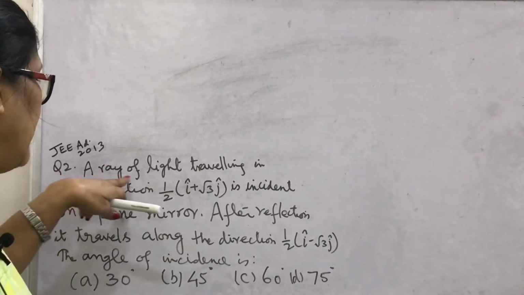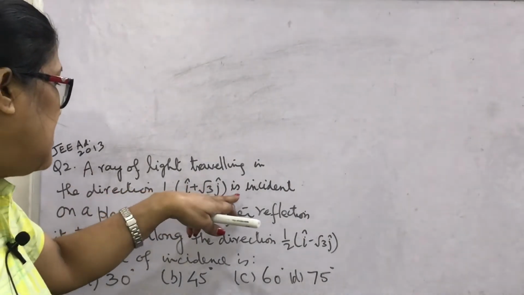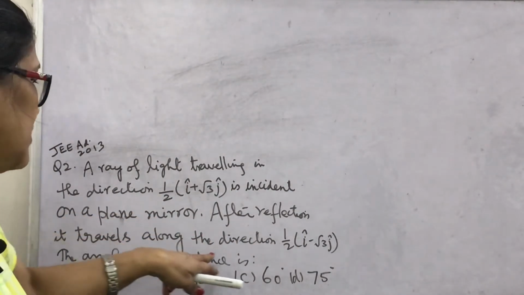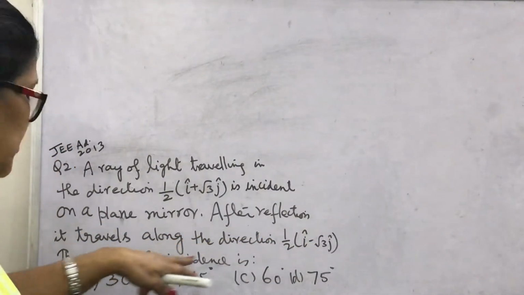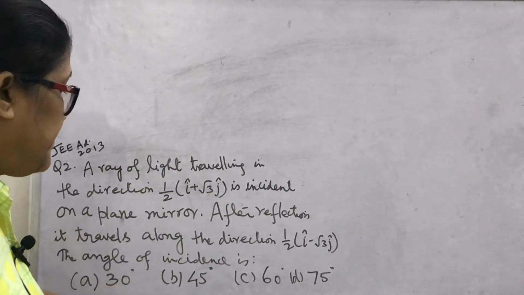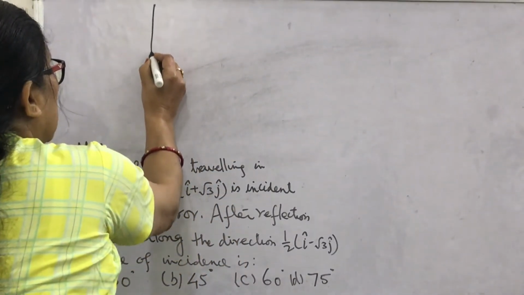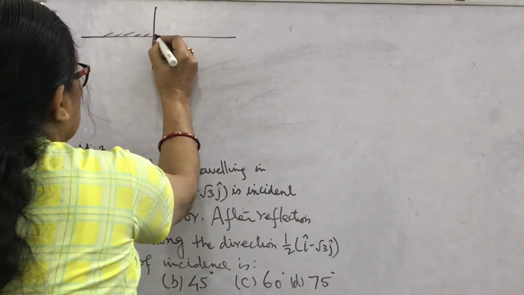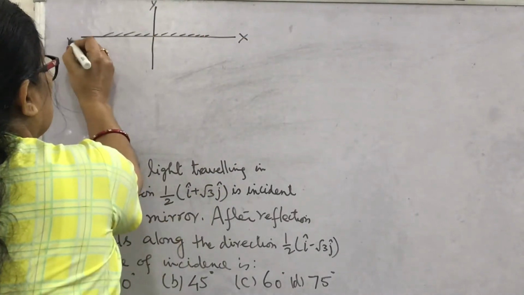This question was asked in JEE Advanced 2013. It says a ray of light travelling in the direction half i cap plus root 3 by 2 j cap is incident on a plane mirror. After reflection, it travels along the direction half i cap minus root 3 by 2 j cap. The angle of incidence is, options are given: 30, 45, 60 and 75. How will you solve? Look, the incidence and reflection by a plane mirror. If you draw here, this is the plane mirror, this is the x axis, this is the y axis, this is x dash, y dash.